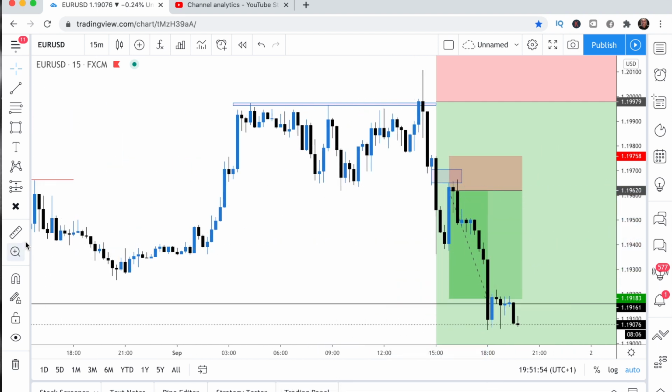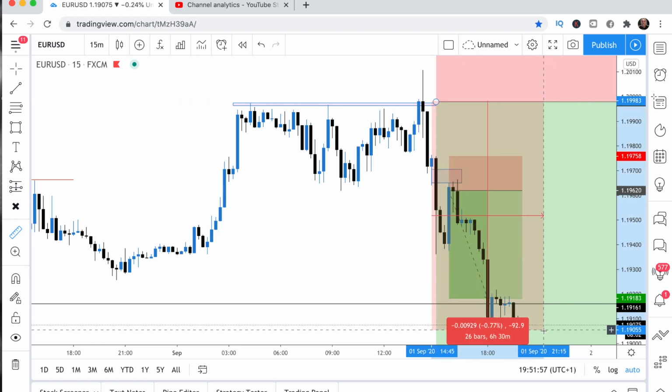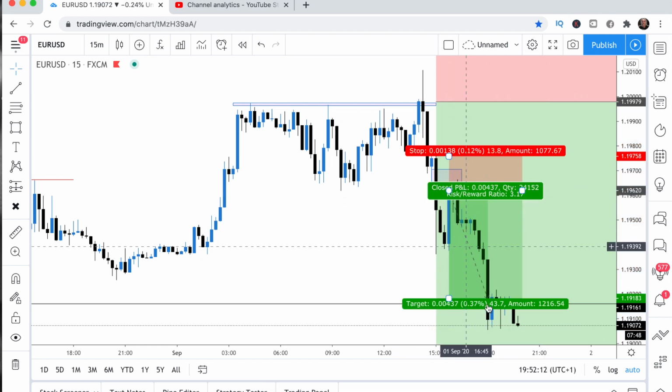So far altogether, just from the original position, so from up here, we have dropped roughly about 93 pips. So guys, 93 pips. So that's beautiful. Nearly a 100 pip drop right there.